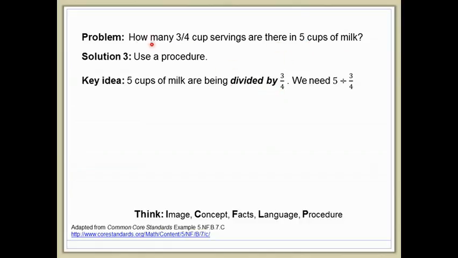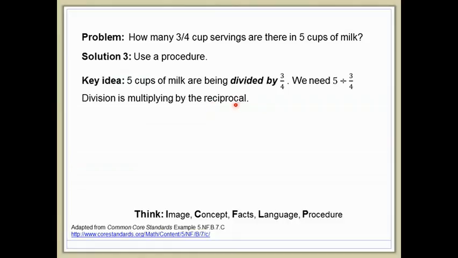it by 3/4. The language that points us to that is this question here: how many 3/4 cup servings are there in 5 cups of milk? This is how many times can we put 3/4 into 5, and so 5 is getting divided into these units of 3/4. Symbolically, we need 5 divided by 3/4. Another concept that students should know at some point, hopefully by now, is that division is multiplying by the reciprocal of the divisor. So when we divide by 3/4, we're multiplying by 4/3.